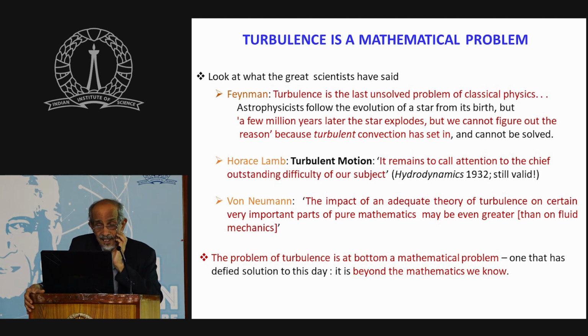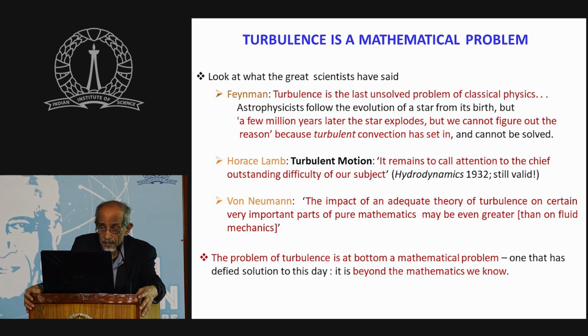Feynman, for example, called it the last unsolved problem of classical physics. He knew that there was no solution. In fact, he used to come to the aeronautical lab there to talk to the people doing experiments and try to see if he had an explanation. But after quite some time spent thinking about this, he gave up.